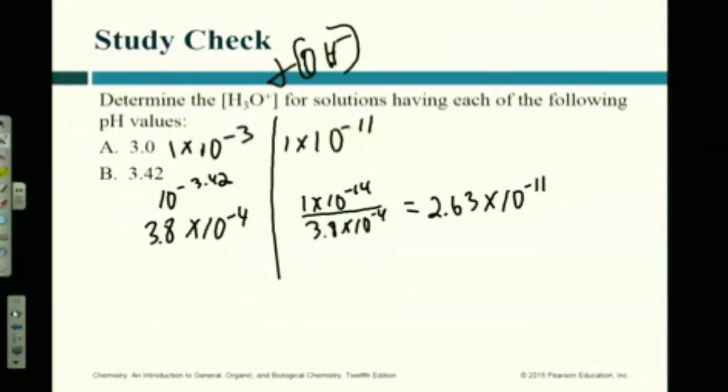Does your body have a certain pH? Your blood has a certain pH. Your lymph system has a certain pH. Your urine has a certain pH. What's the pH of your blood? Anybody know? Supposed to be 7.4. Between about 7.3 and 7.4.